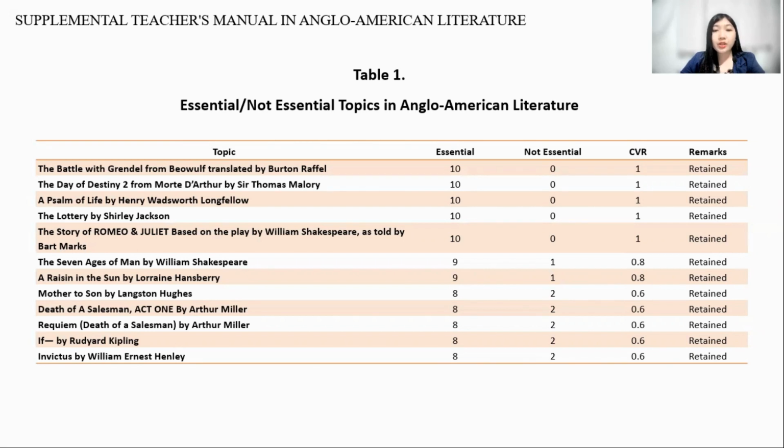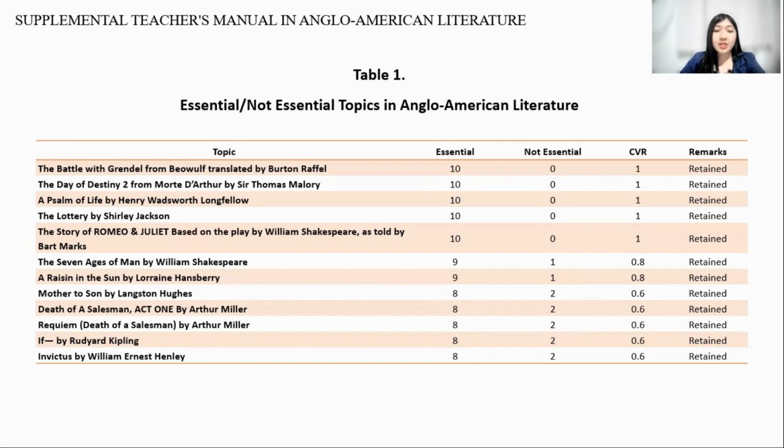The Battle with Grendel from Beowulf translated by Burton Raffel, The Day of Destiny 2 from Morte d'Arthur by Thomas Malory, A Psalm of Life by Henry Wadsworth Longfellow, The Lottery by Shirley Jackson, and The Story of Romeo and Juliet based on the play of William Shakespeare as told by Bart Marx, obtained a content validity ratio of 1 or perfect. The 7 Ages of Man by William Shakespeare and A Raisin in the Sun by Lorraine Hansberry obtained a content validity ratio of 0.8.